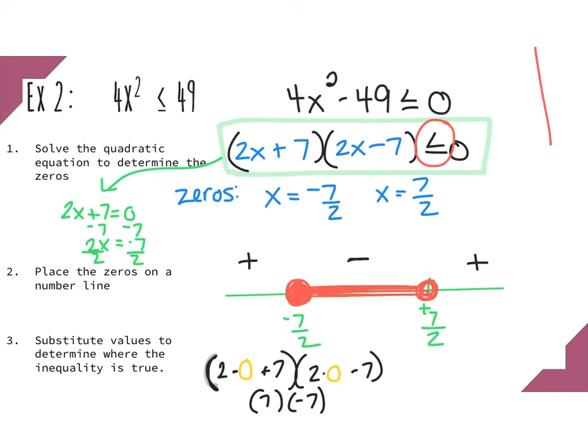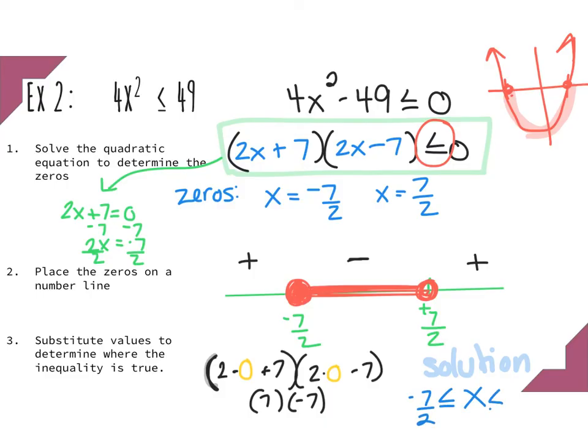Now to connect it to graphing. Okay, so we've got two zeros where we know the parabola crosses. It's going to open upward, so it's negative in between these two values, where it drops below the axis. So how are you going to write your solution? Well, your solution should be an "and." I'm going to say that x is between -7/2 and +7/2, written like this: -7/2 is less than or equal to x, which is less than or equal to 7/2.